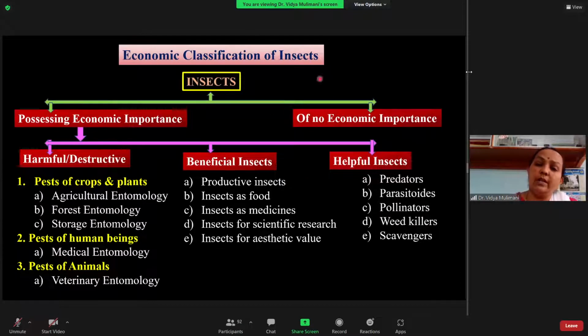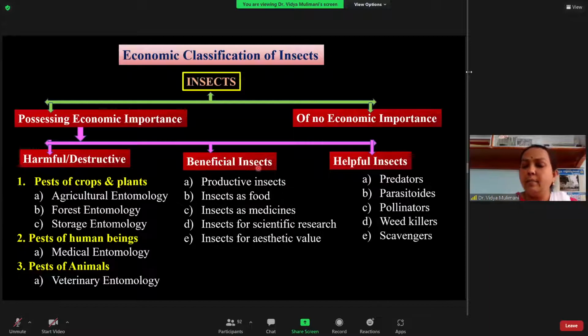When they are not economically important, we are not touching that part. I will just give you examples which are of no economic importance. I will be touching the first part, that is the insects possessing economic importance. That can be classified into 3 subcategories. Here you can see the harmful or the destructive. That is the first part.